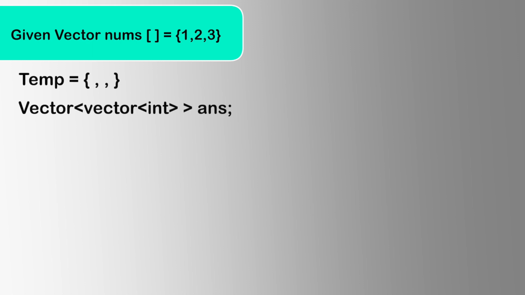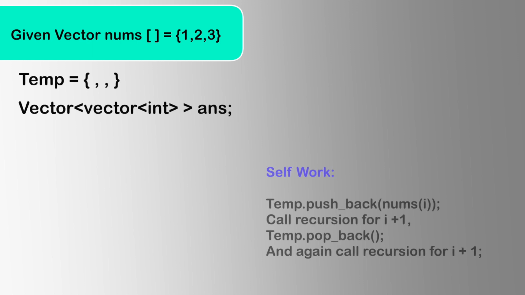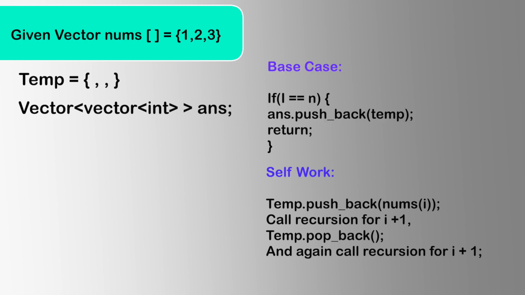And then same for the third case, where we include the third element, and in the other choice we do not include the third element. To code this, we make a temp array and an answer array where we store all the subsets. Here our self work will be, first of all, we push back the first element, and then we call recursion to push back the rest of the elements. And when recursion reaches its base condition, then during backtracking we pop back our elements and again call recursion for the I plus 1 element. And the base condition for our function will be when I reaches n, then we push back our temp vector to our answer vector and return from our function.